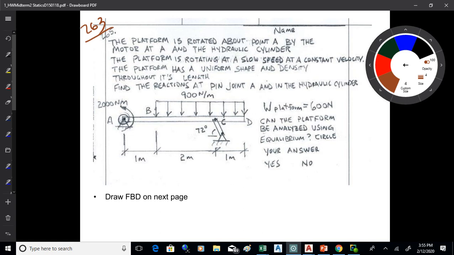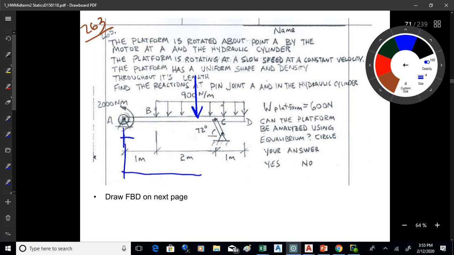Now, what you want to do on this is break that 900 Newton per meter load down and multiply it by the distance over which it acts. You're going to get a force like that on account of that load. You are going to want to find a moment arm for that, okay? So you're going to want to get the moment arm to that load.